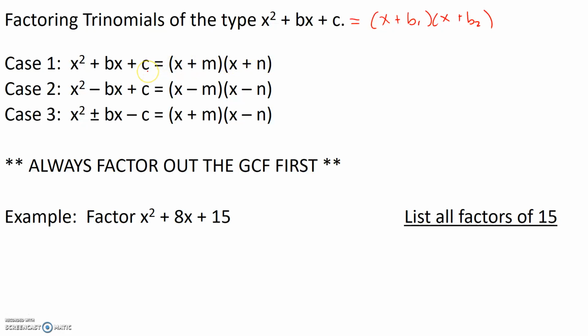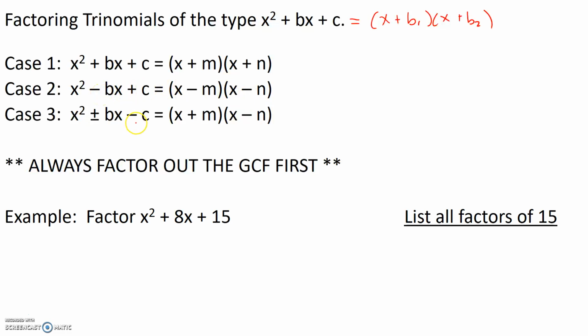So if the last term is positive, we have two options. We can either have two positives or we can have two negatives. But if the last term is positive and the middle term is also positive, that means the m and the n must both be positive, since we add the m and the n to get the middle term. If we have a second case, x squared minus bx plus c, where the last term is positive and the middle term is negative, then we must have two negatives, since a negative times a negative is a positive, but negative plus negative will yield a negative.